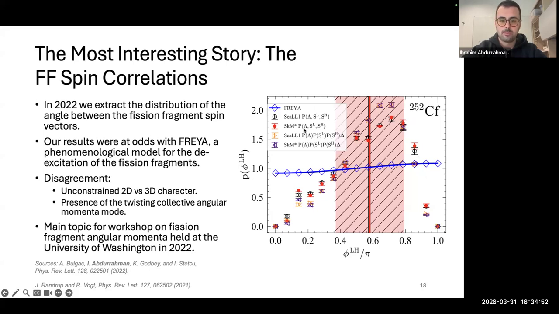You can forget the details of what exactly this means. And this has a very clear interpretation, which is we basically predict the fission fragment spins will be unrestricted. And the prediction by Freya is that the fission fragment spins will always be perpendicular to the axis of fission. So you can think of this as what would be the distribution if you had two uncorrelated vectors in 2 dimensions versus 3 dimensions.